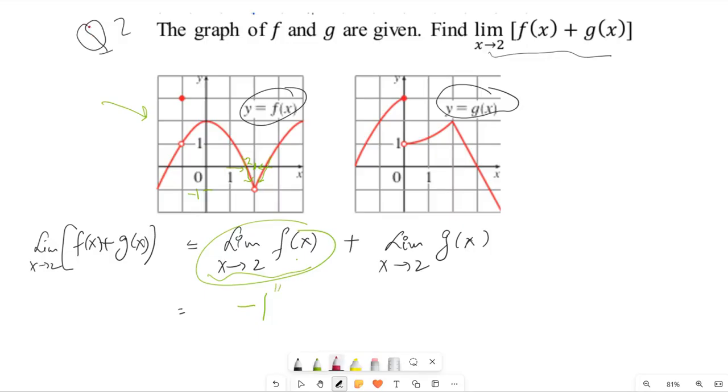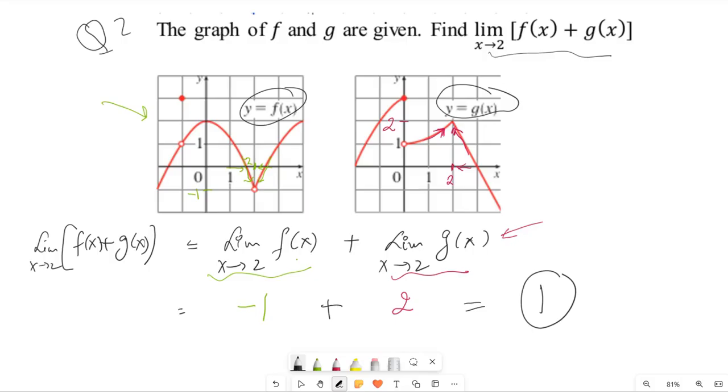Let's talk about the limit of g of x when x is approaching 2. 2 is here. When x is approaching 2 from the left side, g of x is approaching 2. And when x is approaching 2 from the right side, g of x is approaching again 2. So this limit is 2. If we need to find the given limit, we need to add these two numbers. So -1 plus 2 would be actually just 1.